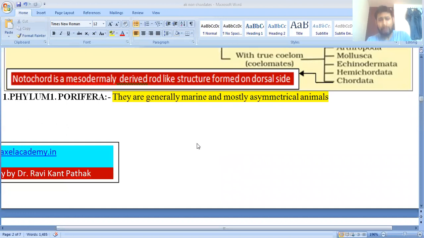Before I discuss the first phylum, I saw your views and comments. One student commented, sir, try to give the lecture in Hindi because he is unable to understand English, and he also said I am not speaking English very fluently. First, I am not from the South. I am working in South India, but I am from North India. So I am trying to convey the lecture for both South Indians as well as North Indians.